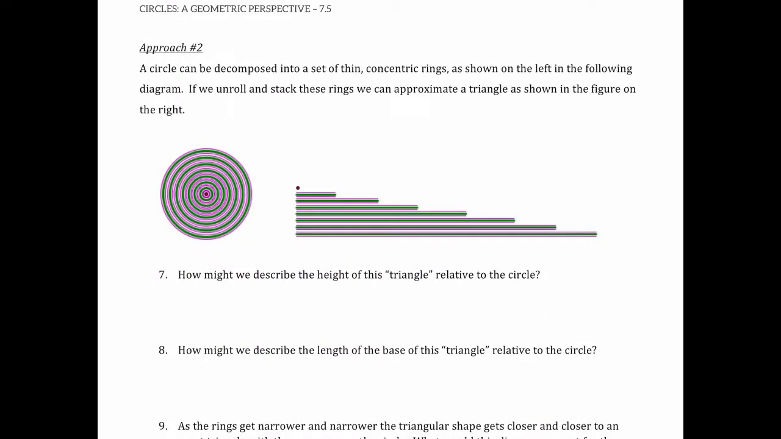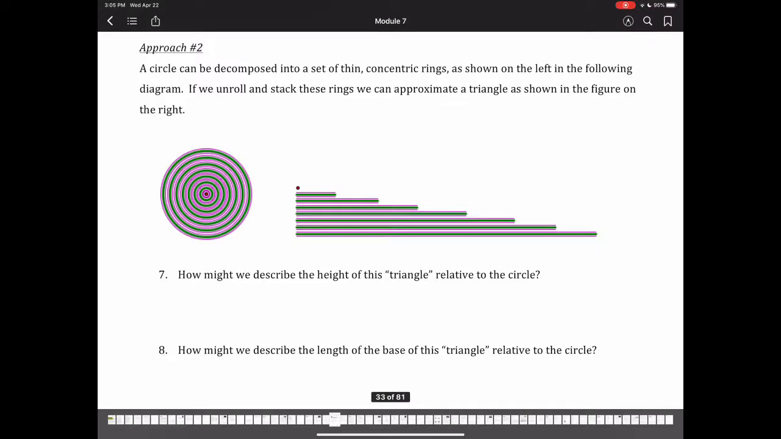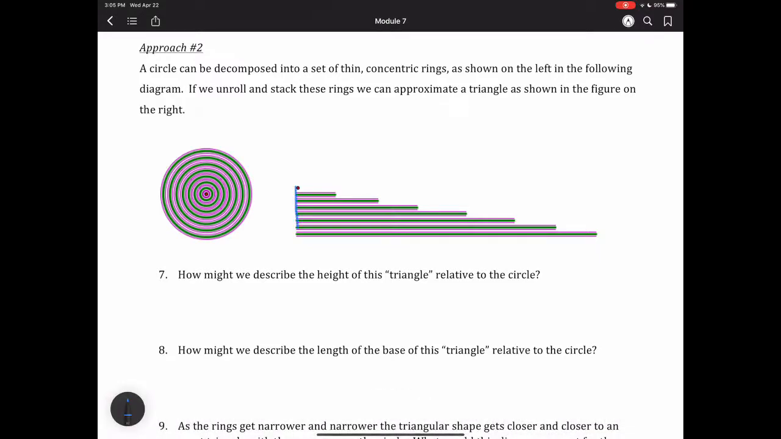So approach number 2 is: a circle can be decomposed into a set of thin concentric rings as shown on the left in the following diagram. If we unroll and stack these rings, we can approximate a triangle as shown on the right. So you can kind of see the shape of this right triangle here. There we go, that shape. So there's this right triangle right here that we found.